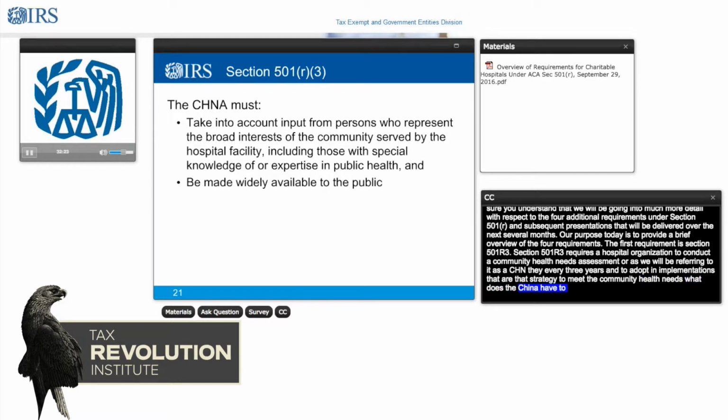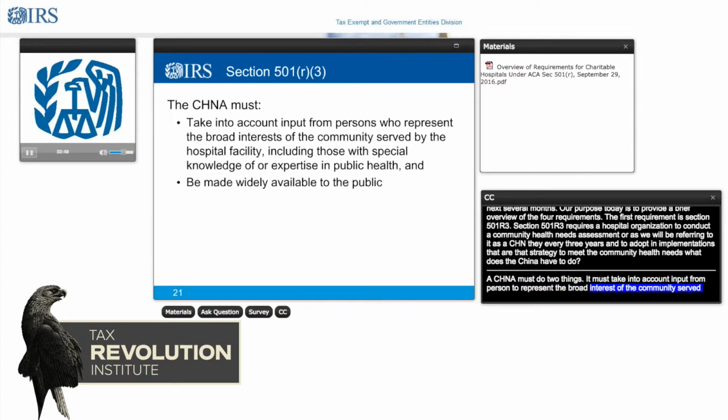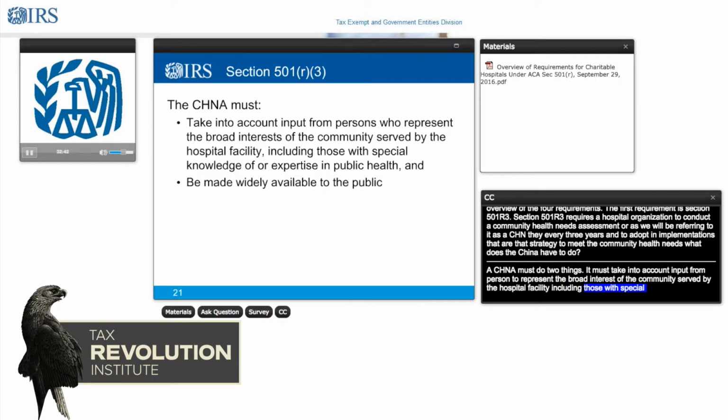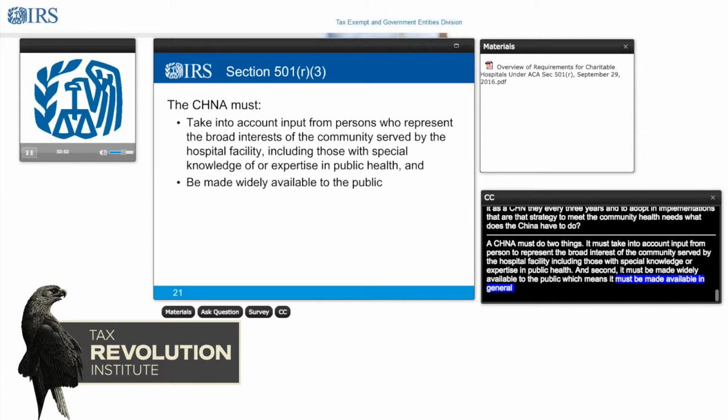A CHNA must do 2 things. First, it must take into account input from persons who represent the broad interests of the community served by the hospital facility, including those with special knowledge of or expertise in public health. And second, it must be made widely available to the public, which means it must be made available in general on the hospital organization's website, as well as in hard copy available upon request.